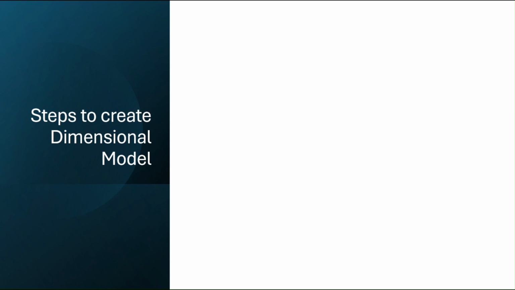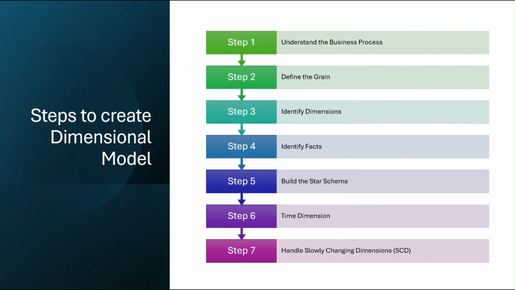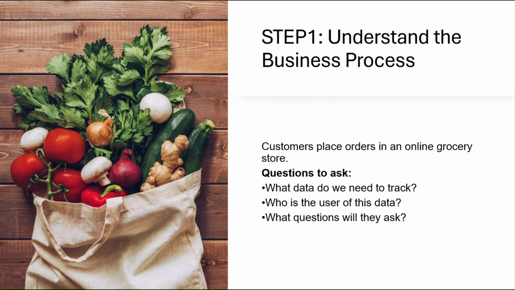Next, there are different steps to create a dimensional model. Let's see one by one. First is understand the business process, define the grain, identify dimensions, identify facts. I believe we know these two steps, and build a star schema. There's also something called time dimension and slowly changing dimension. These, till step 5, are the most important things to understand in the basics of building a dimensional model. So we'll see till step 5 from the next slide.